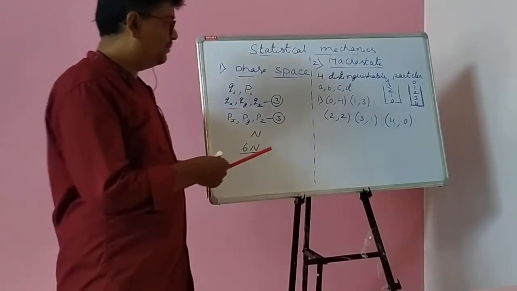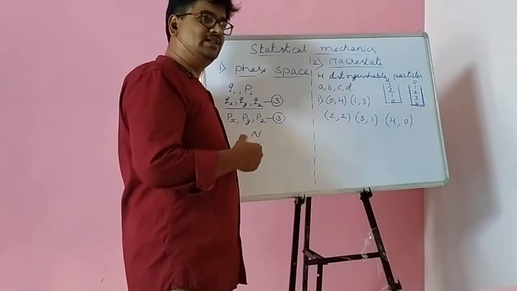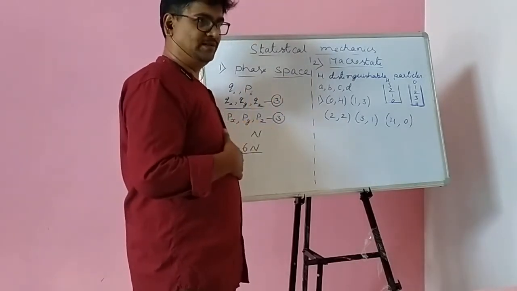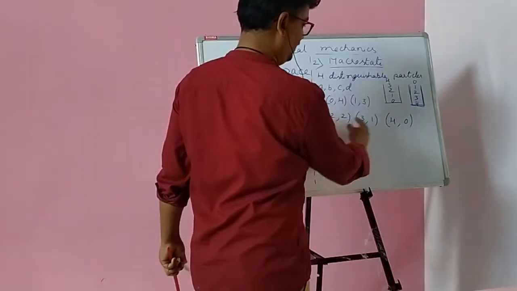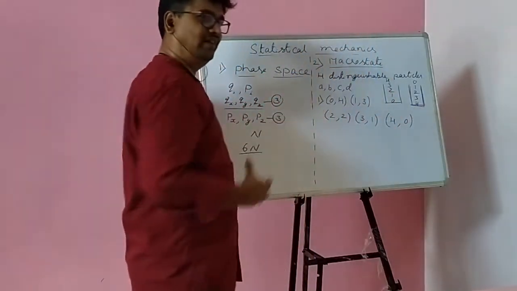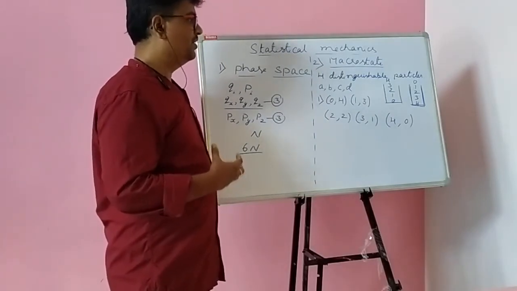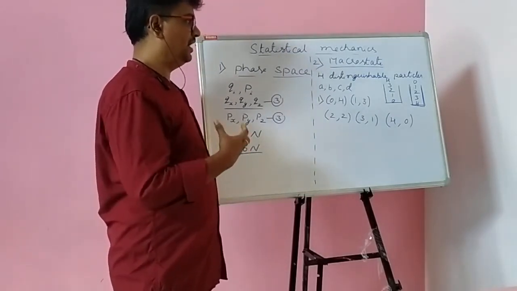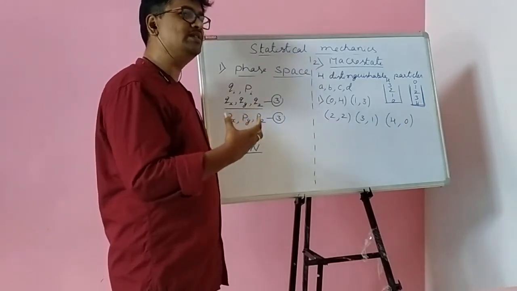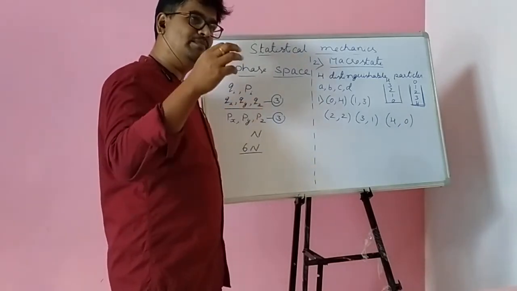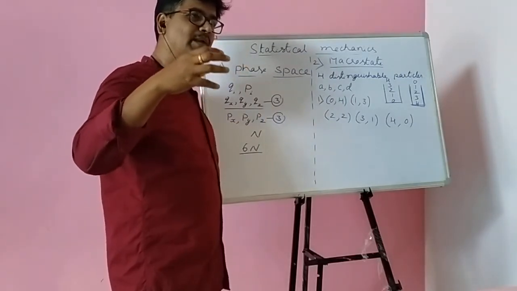So this is the number of ways I can arrange 4 distinguishable particles in two similar compartments. Totally how many ways? 1, 2, 3, 4, 5 different ways. In 5 different ways I can arrange the 4 distinguishable particles in two compartments. This compartment wise arrangement of particles is called macrostate.